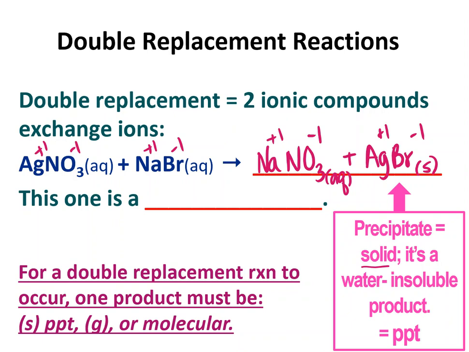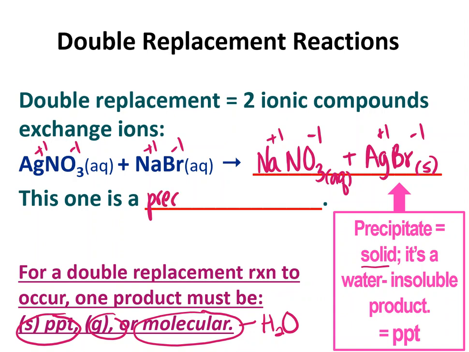Every double replacement reaction, you have to have a product that is a precipitate, a gas, or a molecular compound. One of the products has to be one of those. The most common molecular compound we will see is water. Most of ours will form a precipitate as one of the products, or a few will have water. Okay, this one forms a precipitate, so we call this a precipitation reaction. And this reaction was already balanced.